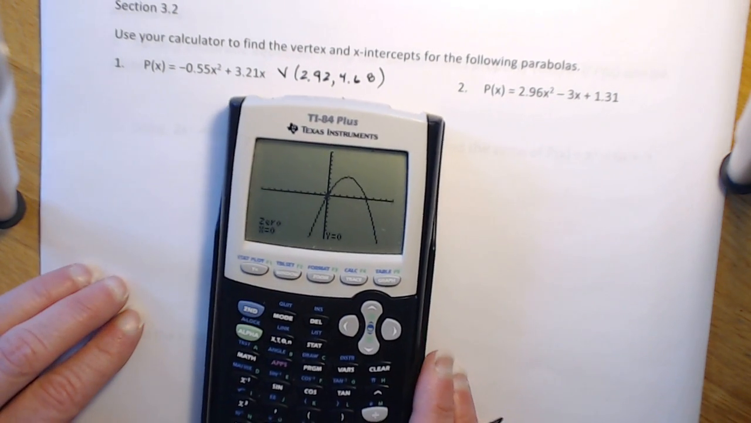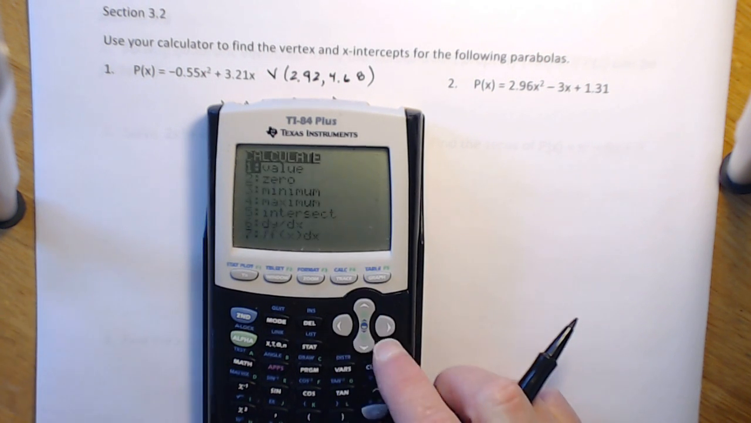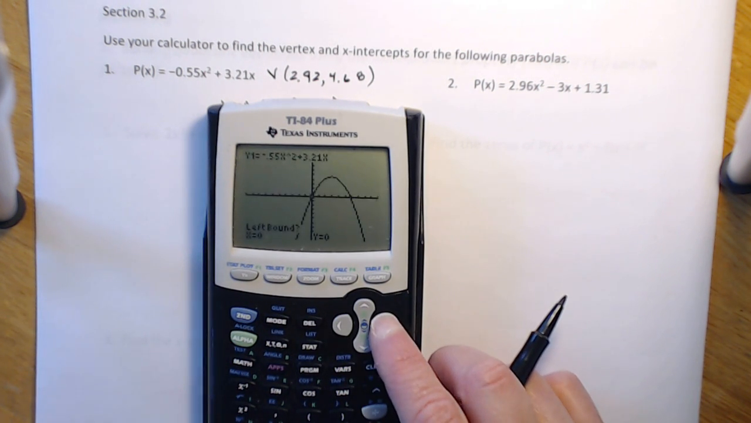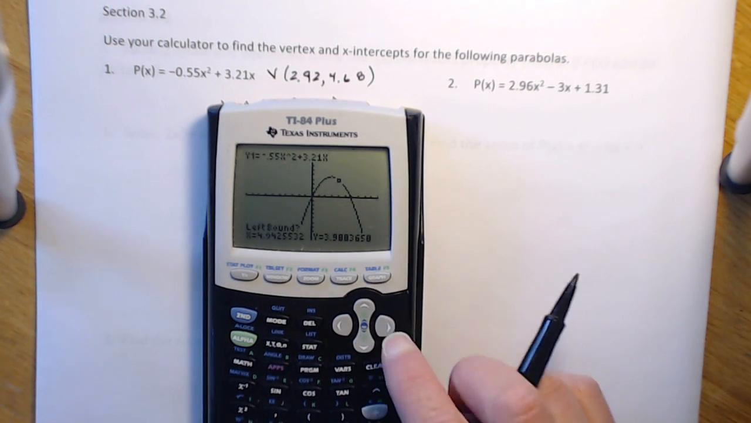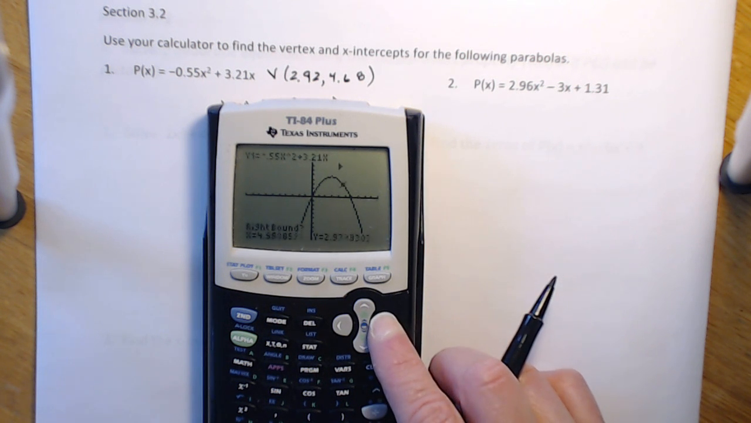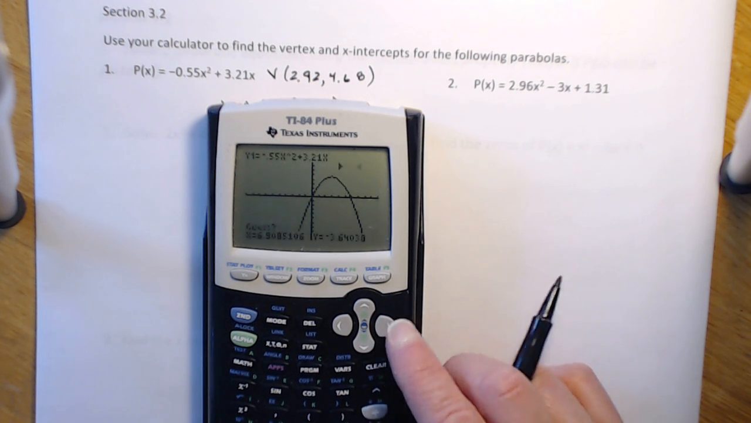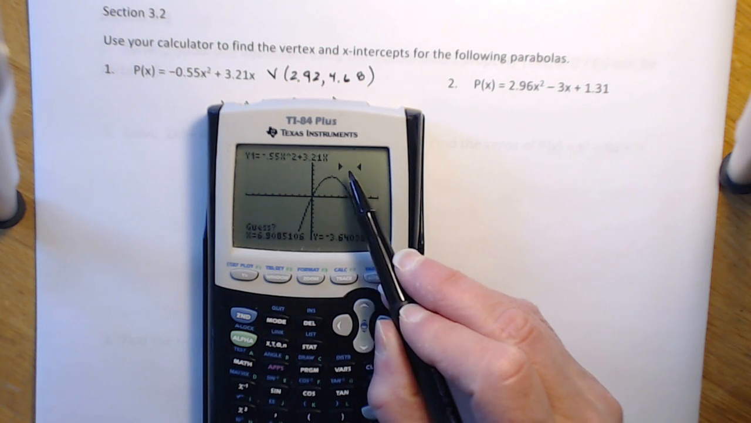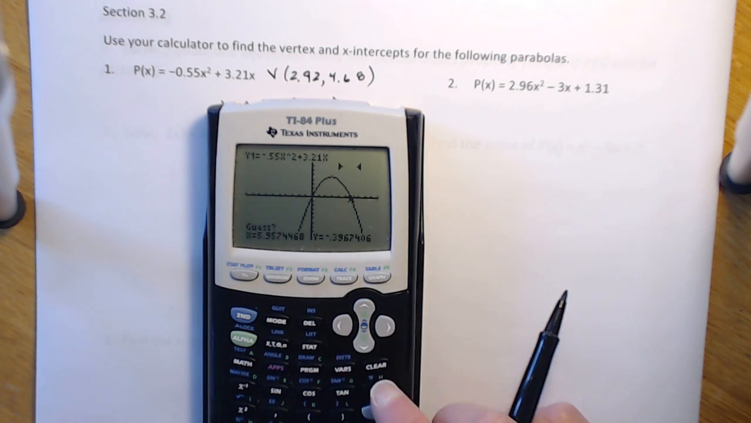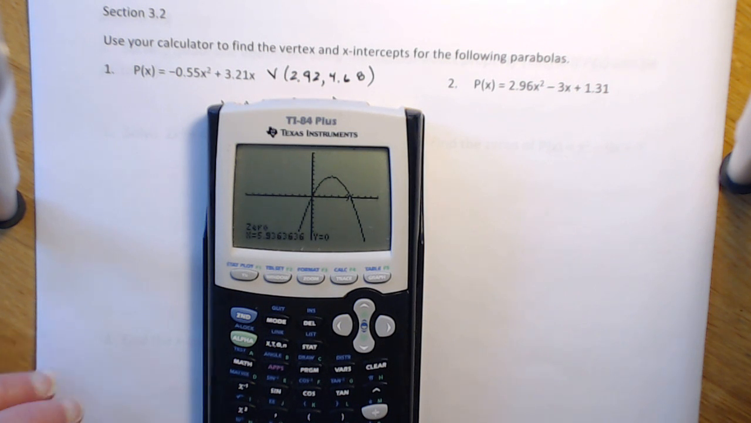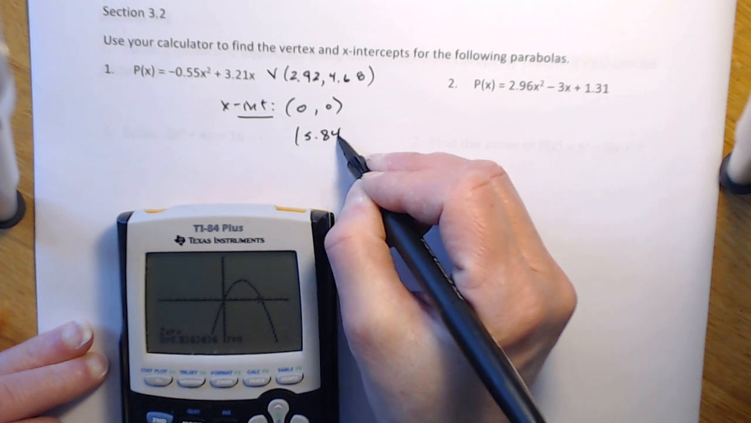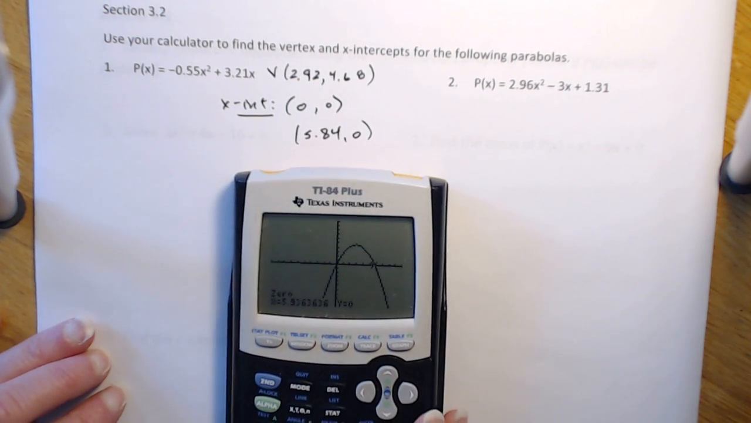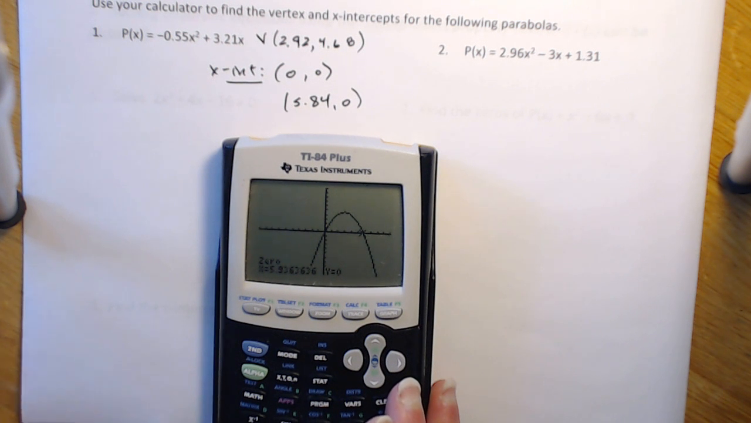And then we find our other one with a similar method. So again, second, calculate. In this case, we're looking for 0. You want to be left of it, but again, we're going to get a little bit closer to it. This is the point that we're looking for. So we're a little bit left of it, hit enter. Right of it, hit enter. And again, you just told the calculator the 0 you're looking for is between those two x values. And then we make our guess. So again, rounding, I'll go 5.84, comma 0. Okay. So again, vertices are max or min, and then the x-intercepts are the zeros.